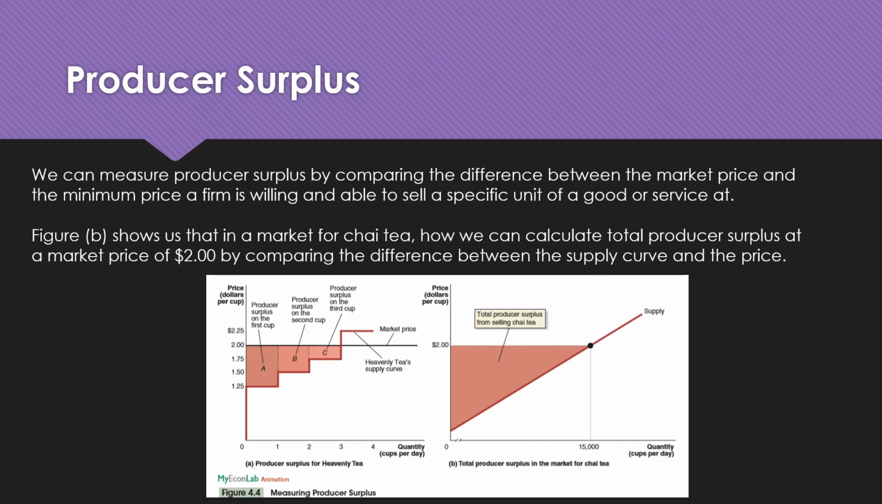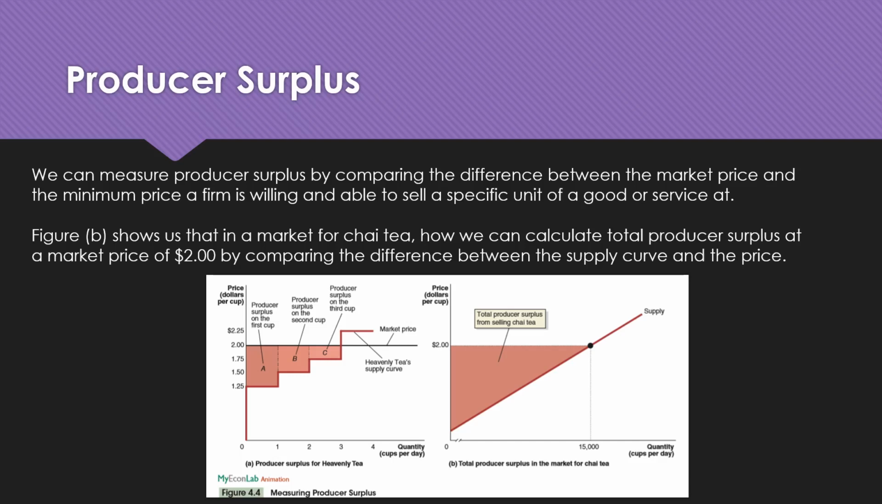Now, does the consumer know that? No, but the firm knows that, and because they got an extra 75 cents out of it, that's now extra revenue in their pocket that they otherwise would not have had if they just charged the $1.25, which was their bare minimum price they were willing to accept. When we move to the second cup, they were willing and able to sell it at $1.50, but now they're selling it for $2. So as a result, they're getting an extra 50 cents of producer surplus, in addition to the 75 cents from the first cup.